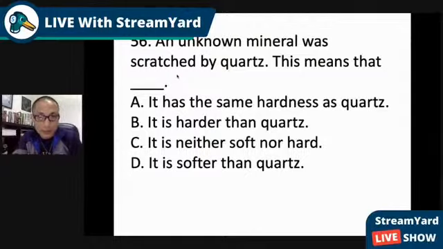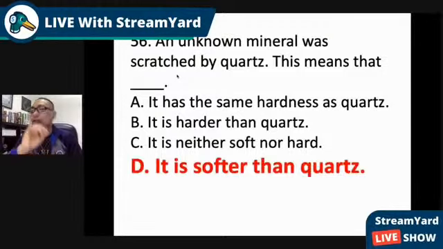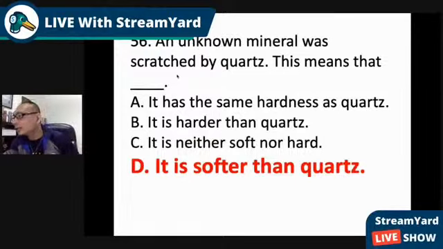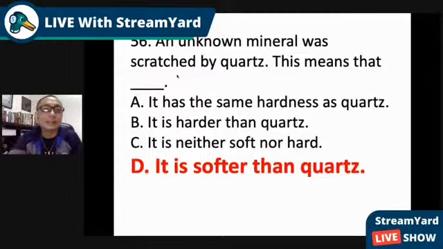Because it was scratched by quartz, so what does that mean? Because it was scratched by quartz, therefore it is softer than quartz. Kasi na-scratch nga ng quartz, di ba? Correct. Mary Ann is correct, and Mariel is correct also. Mideth, Marlu, Karen. Thank you for your answers.